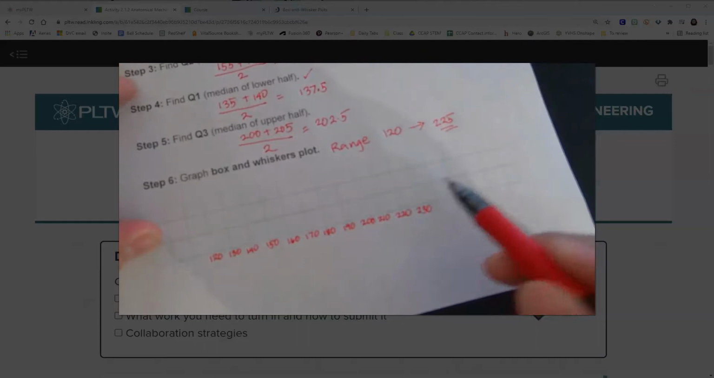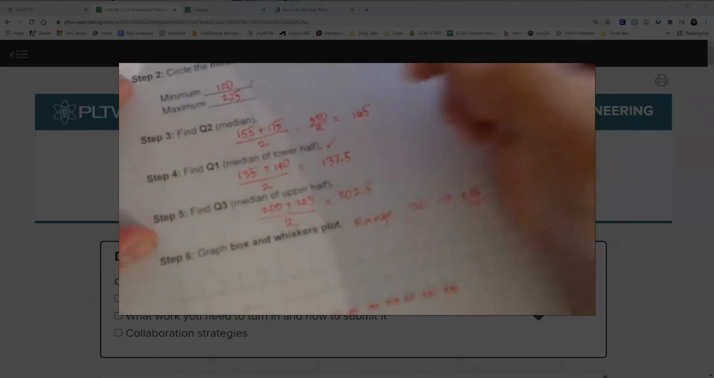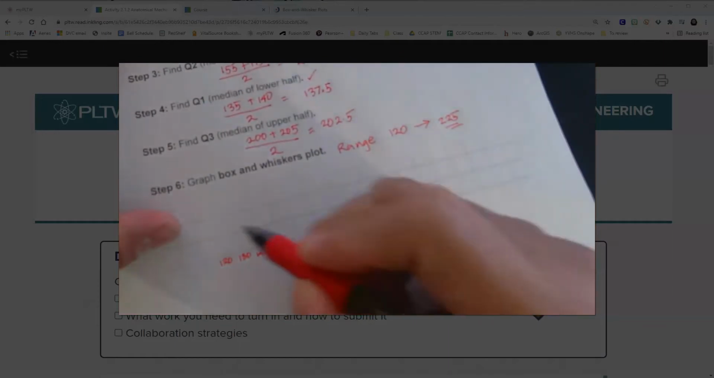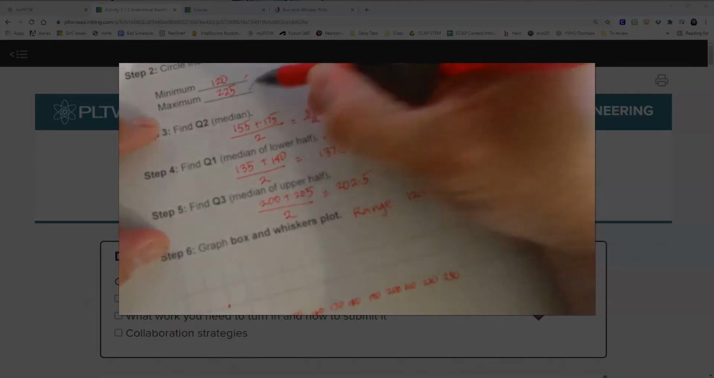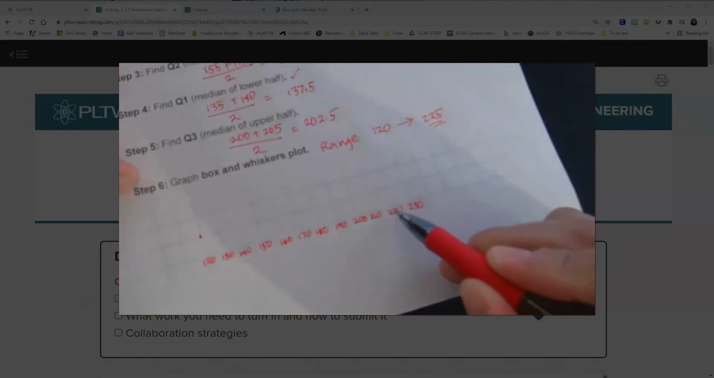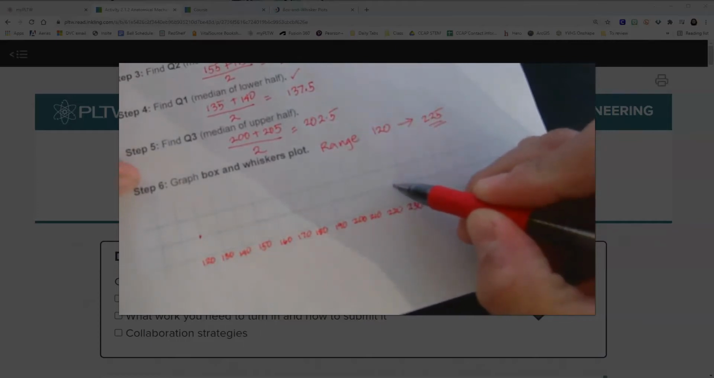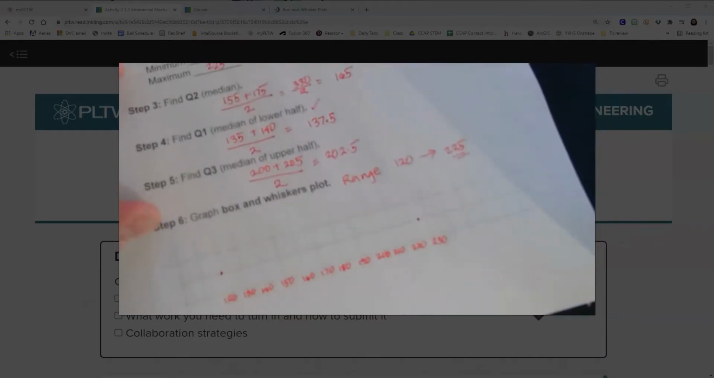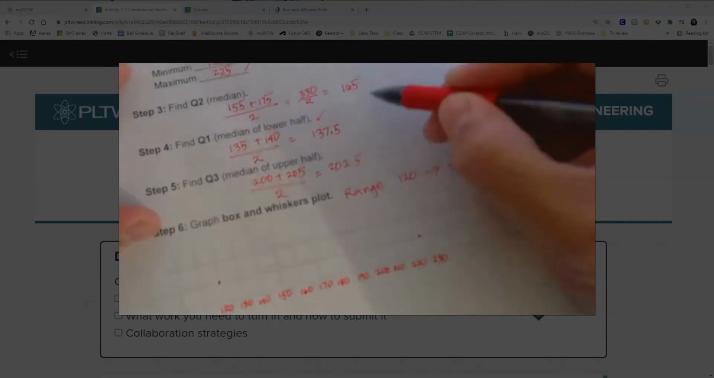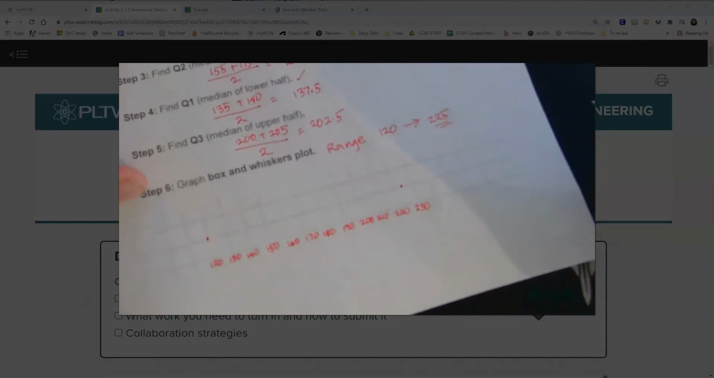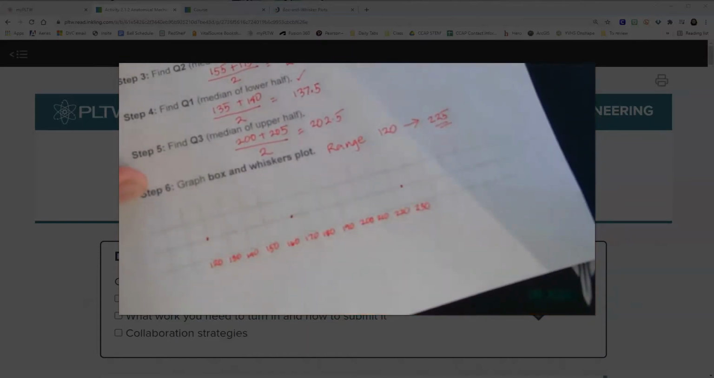Now let's go plot the points. I'll plot the minimum, which is 120. So minimum should be here. And then the maximum is 225. So it should be between 220 and 230. So I'll put it here in the middle of those grid lines. And then my Q2 is 165. So I'll go between 160 and 170 for 165.